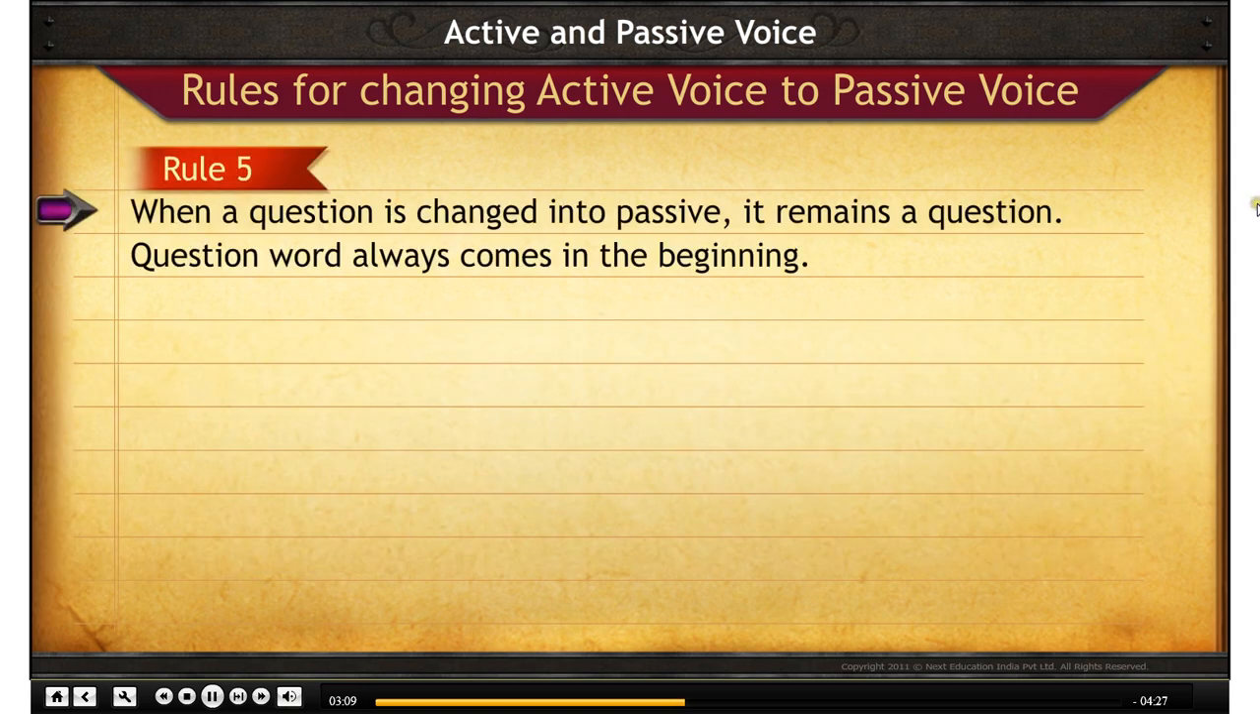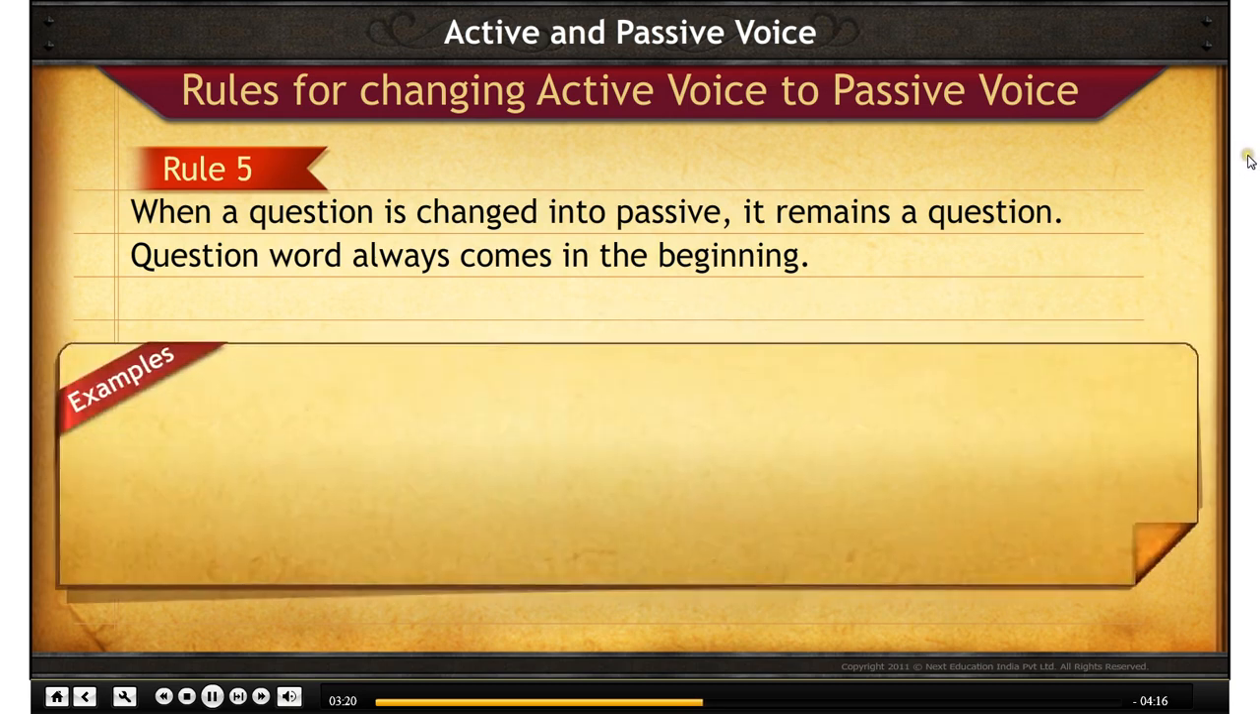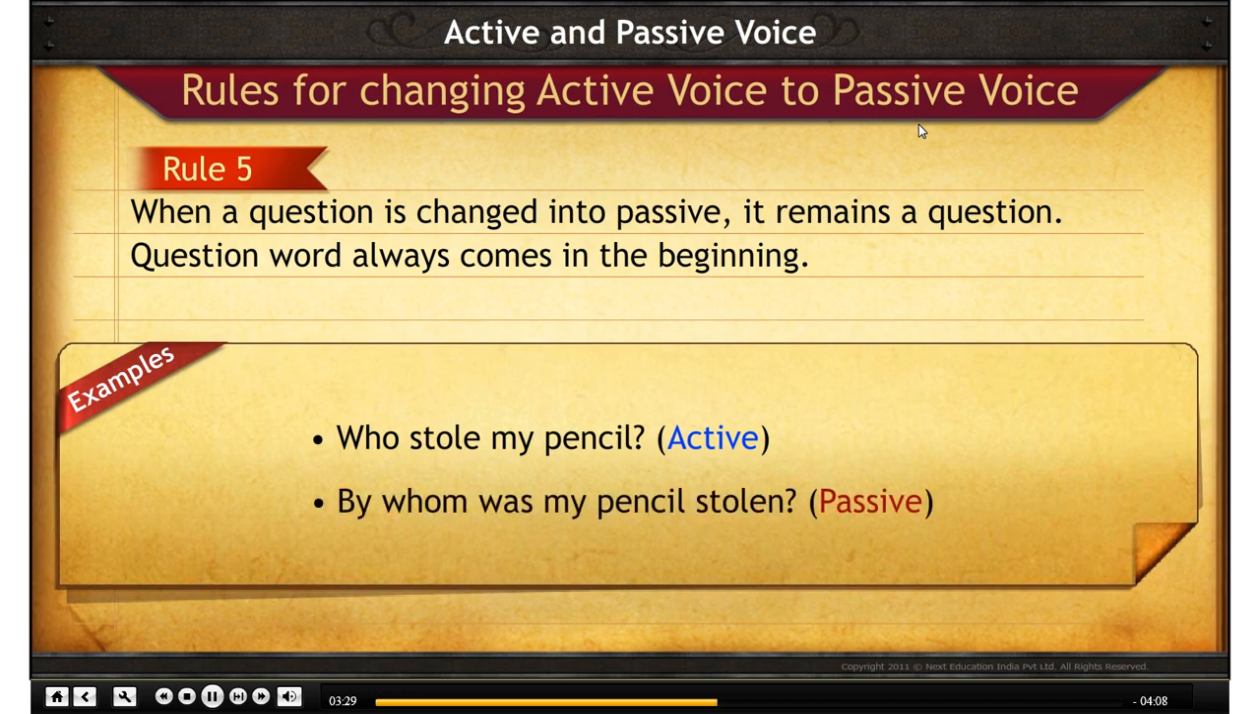When a question is changed into passive, it remains a question. Question word always comes in the beginning. For example, who stole my pencil? The passive form of this question is, by whom was my pencil stolen?